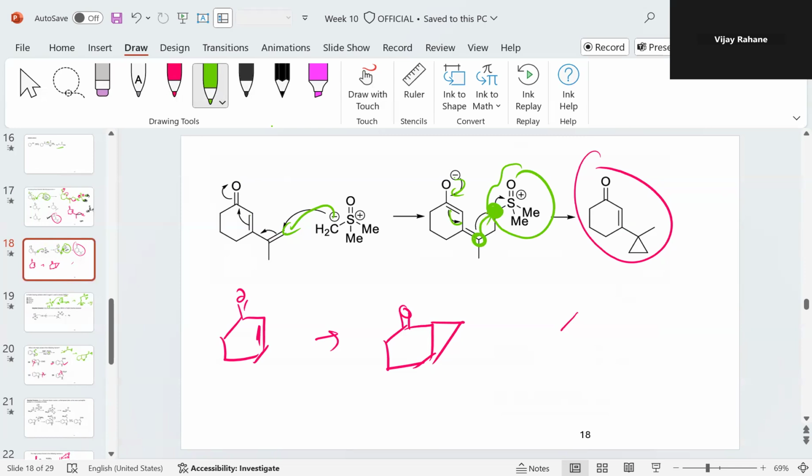So if they had drawn it in this fashion, that might be easier to understand. The remaining methyl will remain the same, but the incoming CH2, this CH2 and this CH2, will be easier to understand. So this is the newly attached CH2.